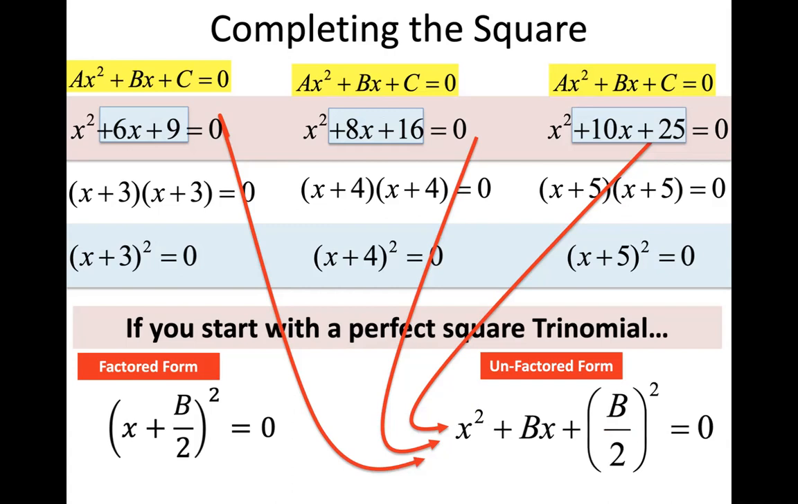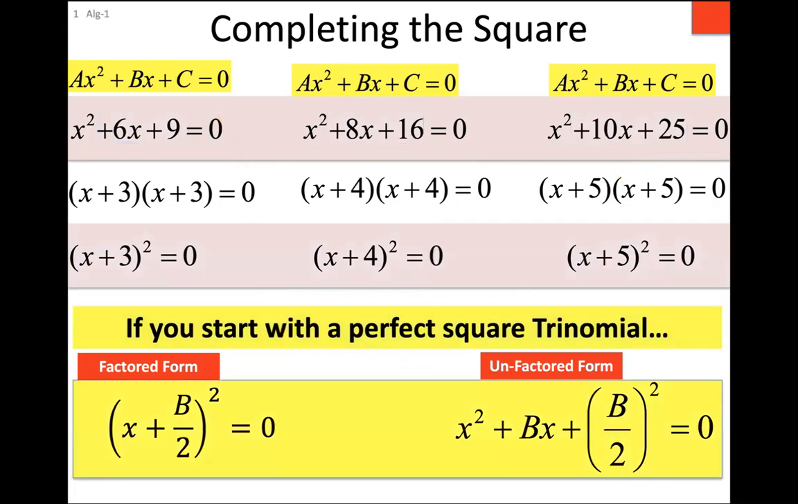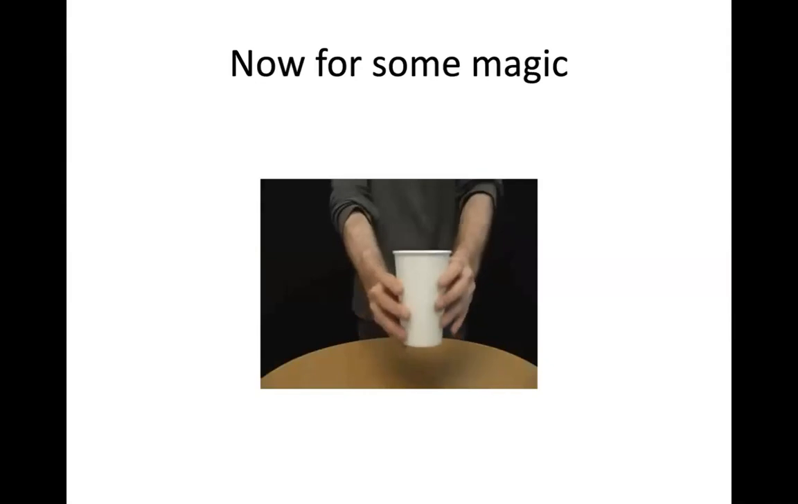Now, this only works if you start with a perfect square trinomial. So great, you get these two patterns right here. And I ask you to copy everything in yellow down. That's supposed to be on the top of the page when you do every one of these procedures that you're about to do, the factored form and the unfactored form. And by the way, you can always pause the video. So this is the magic.